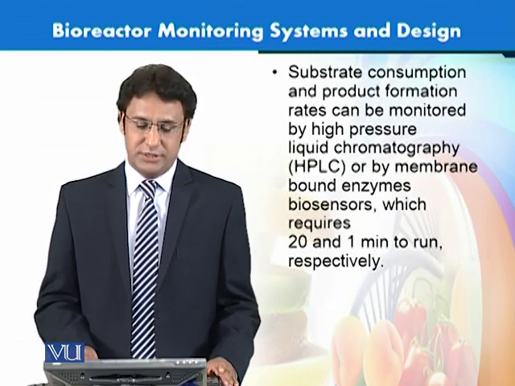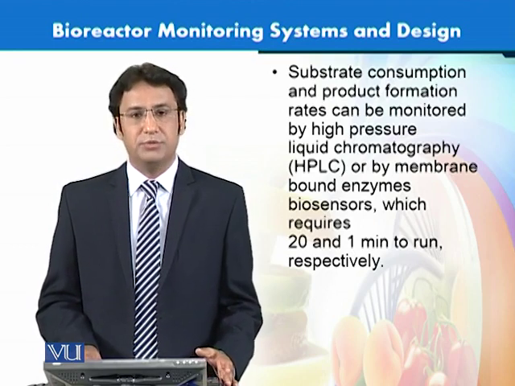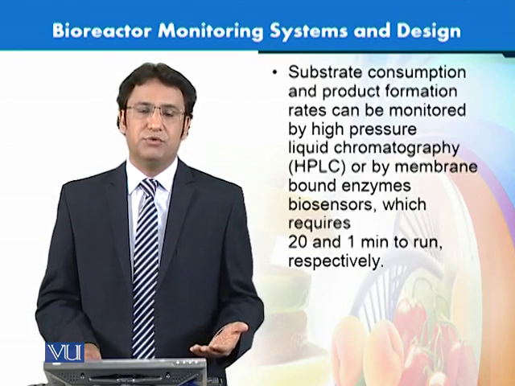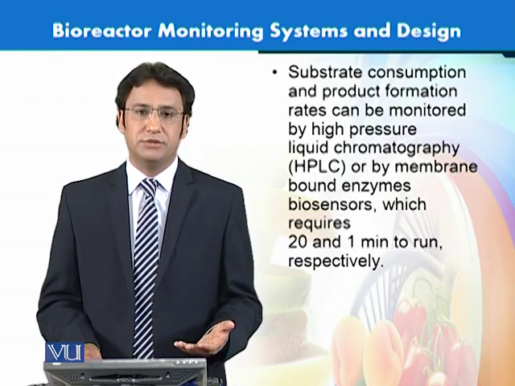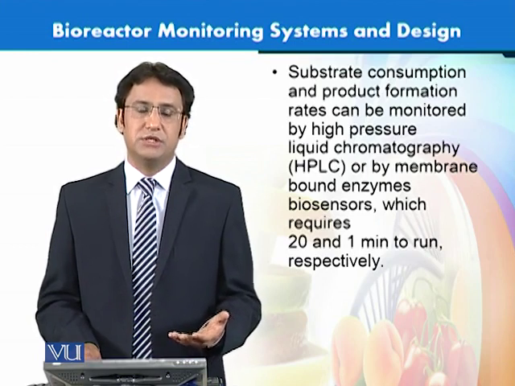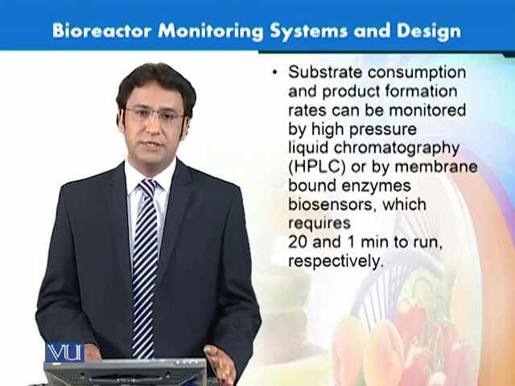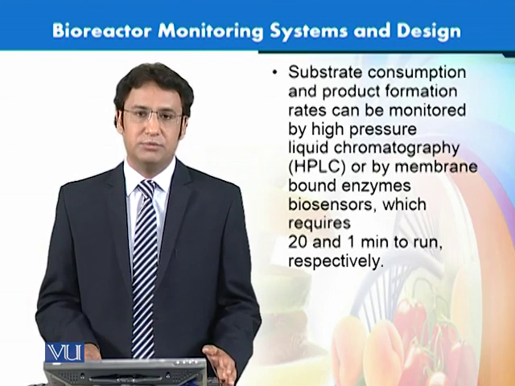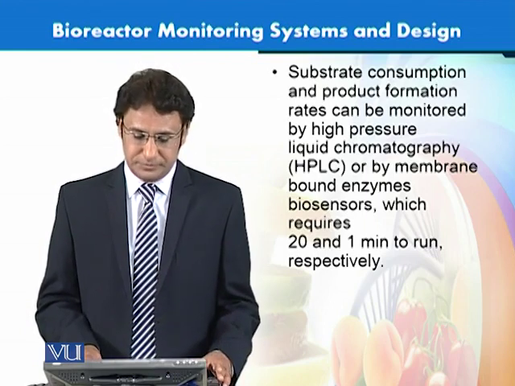Then we have to look at some other criteria such as substrate consumption and product formation rates. We would be more interested in the end product. So we would like to know how much product is being manufactured, and what is the rate of production of this product. And this is possible through HPLC. This is one of the methods to measure different end products and their analogs as well.